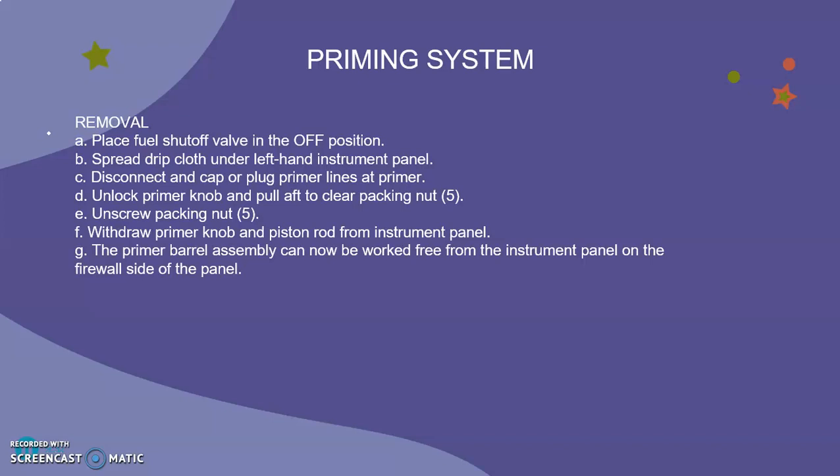Let's start with A. Place the fuel shut-off valve in the off position. B. Spread a cloth under the left hand instrument panel. C. Disconnect and cap or plug the primer lines at the primer. D. Unlock the primer knob and pull off to clear the packing nut. Unscrew the packing nut. Withdraw the primer knob and piston rod from the instrument panel. The primer assembly can now be worked free from the instrument panel on the firewall side of the panel.